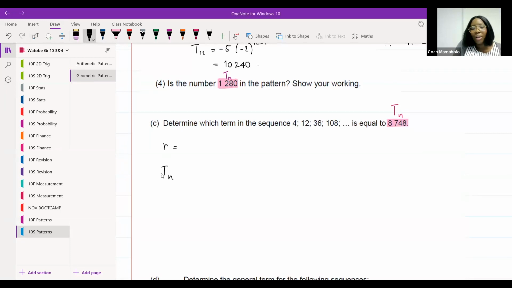Okay, now that is your guys' job. Here is your sequence. Find me the common ratio and the general rule Tn. Pop your favorite emoji in the chat.